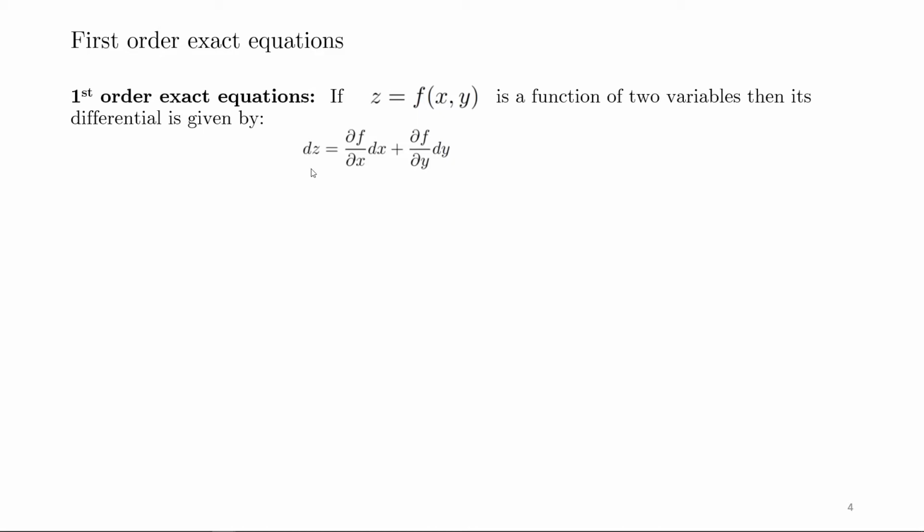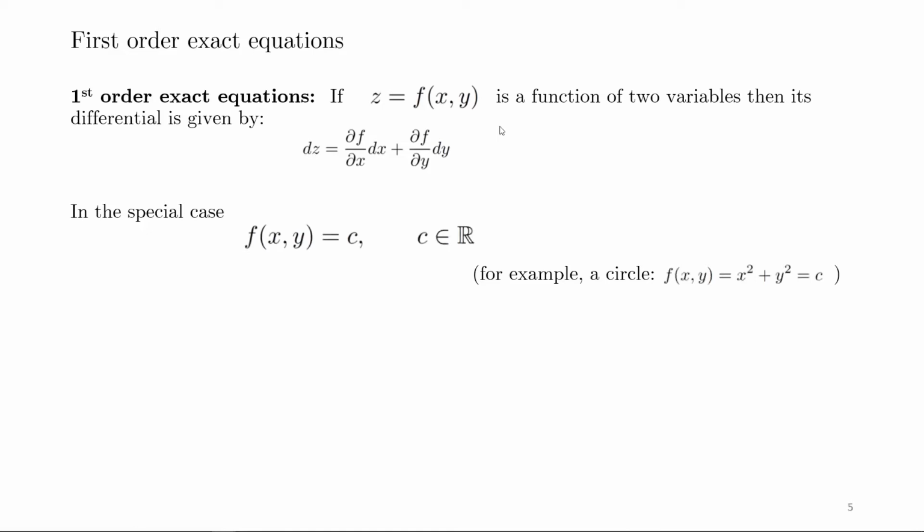So the differential of z equals the partial derivative of the function f with respect to x multiplied by the differential dx, plus the partial derivative of the function f with respect to y multiplied by the differential dy. If this is not known to you, this is how we calculate the differential of a function of two variables.